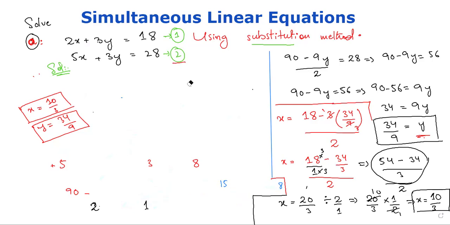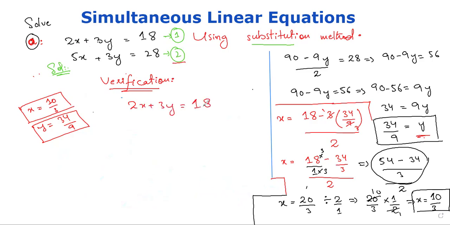How to do the verification? You can take any one equation from the original equations, either equation number 1 or equation number 2. This is verification. What you will do, it is 2x plus 3y equals 18. In verification, you have one given equation. If you put the values of x and y, and the left hand side of the equation equals the right hand side, then it means your solution is correct.